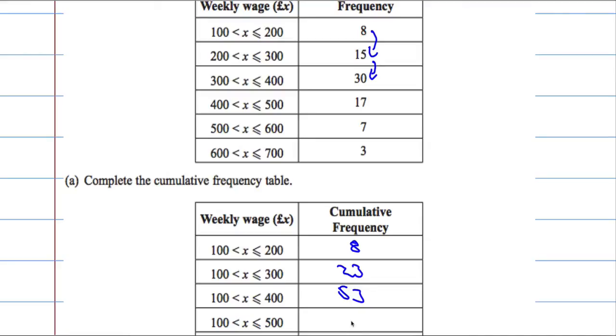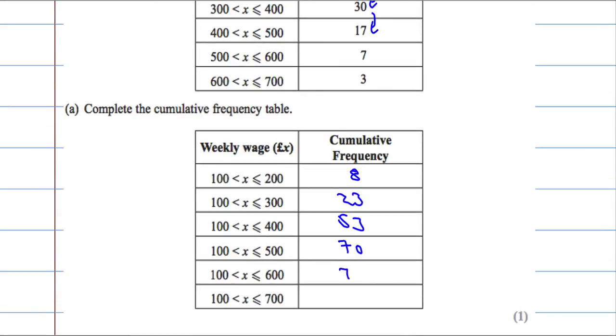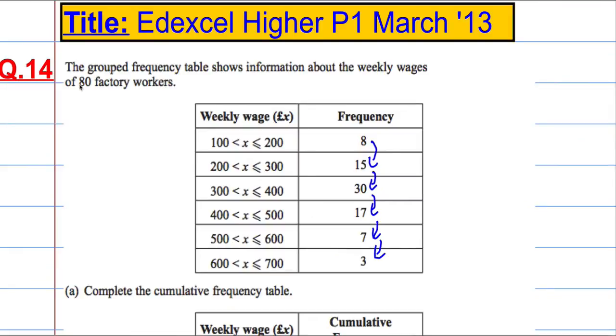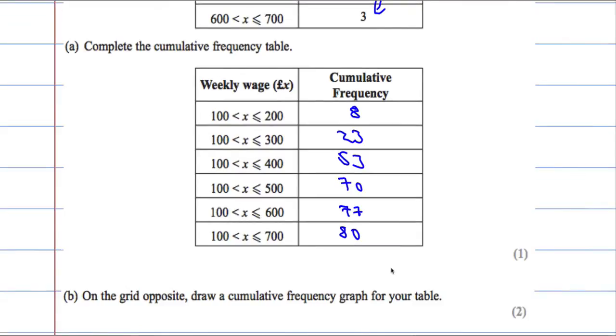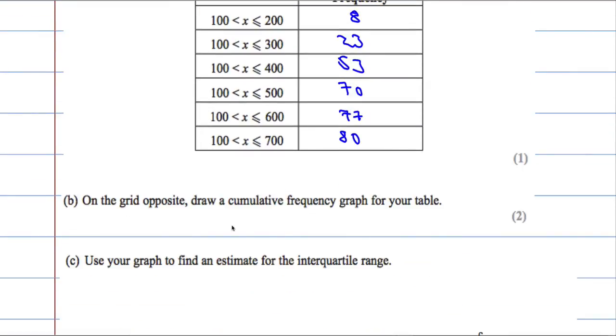53 and 17 is 70. 70 and 7 is 77. And then 77 and 3 is 80. And you can check that you're right. It said that there was 80 factory workers, which means my final number should be 80, and lo and behold it is. Okay, on the grid opposite, draw a cumulative frequency graph for your table.